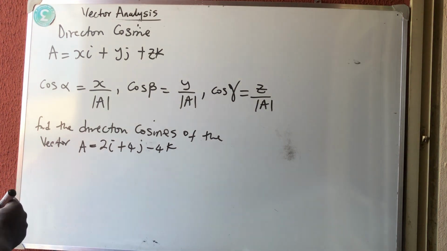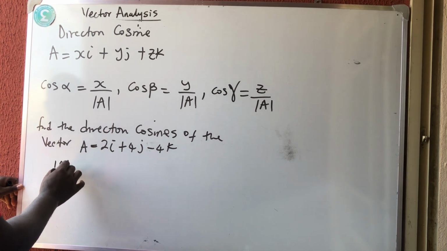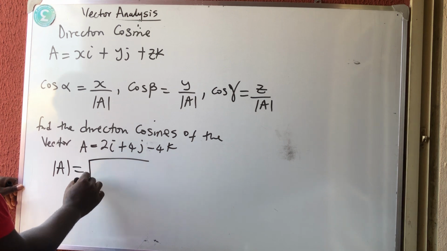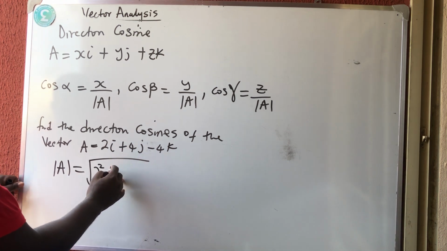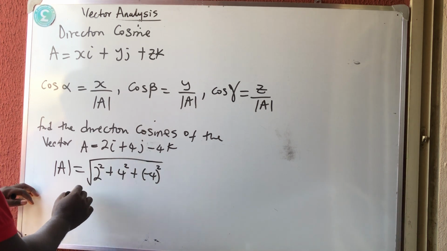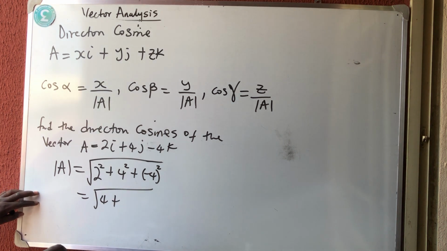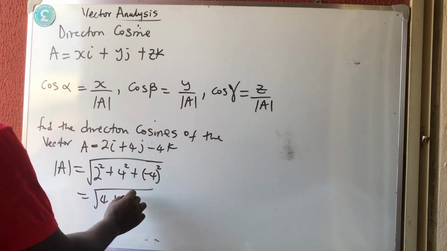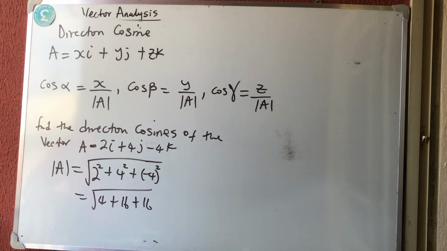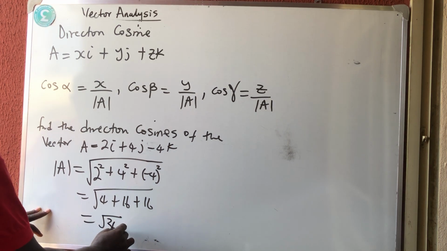In fact, for you to get the direction cosine, I would advise you first of all to get the unit vector of that vector. To get the unit vector, first you need to get the magnitude. The magnitude is equal to the square root of 2 squared plus 4 squared plus minus 4 squared. So I have the square root of 4 plus 16 plus 16. 16 plus 16 is 32, plus 4 is 36.